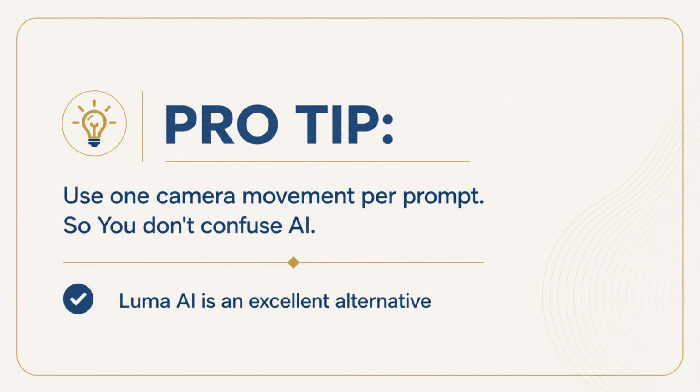If you find Google Flow's motion is inconsistent on a particular shot, try Luma AI. Its camera control system uses slightly different keywords, all of which are listed in the PDF workbook for this episode.